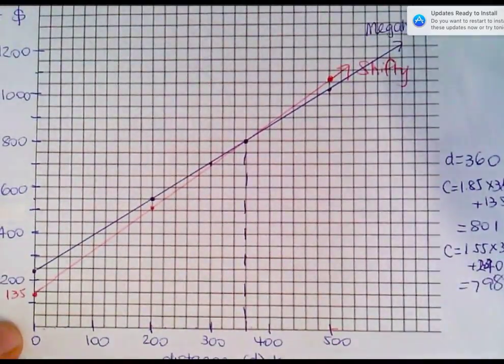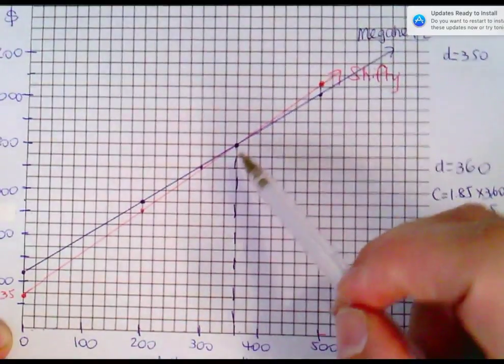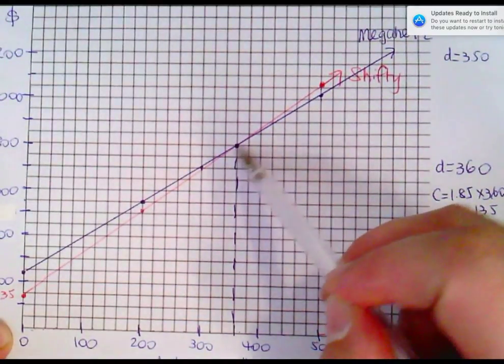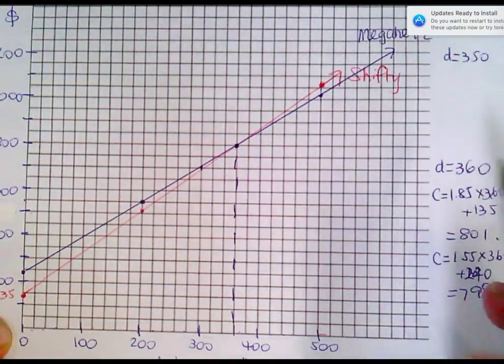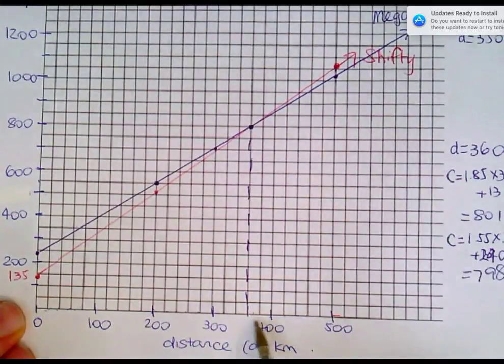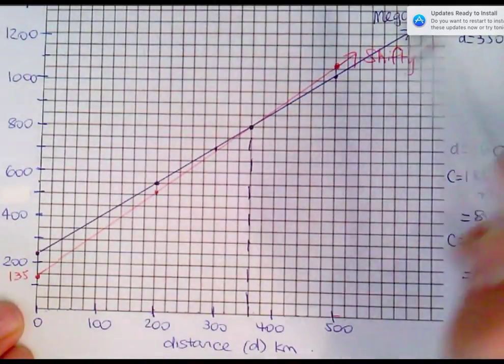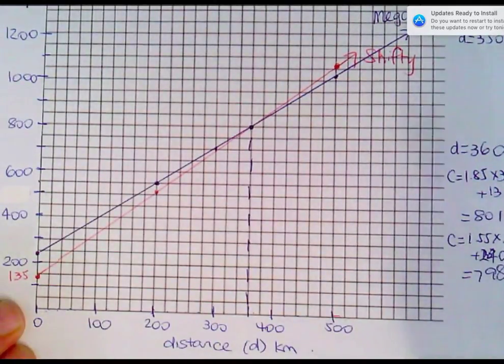If I check the back of the book, the actual answer is D is 350. But as you can see, it's really hard to see off the graph what the point of intersection is. In an exam, maybe the scale might be different and perhaps one of those lines would be drawn. You'd just probably have to draw the other line and read the point of intersection.